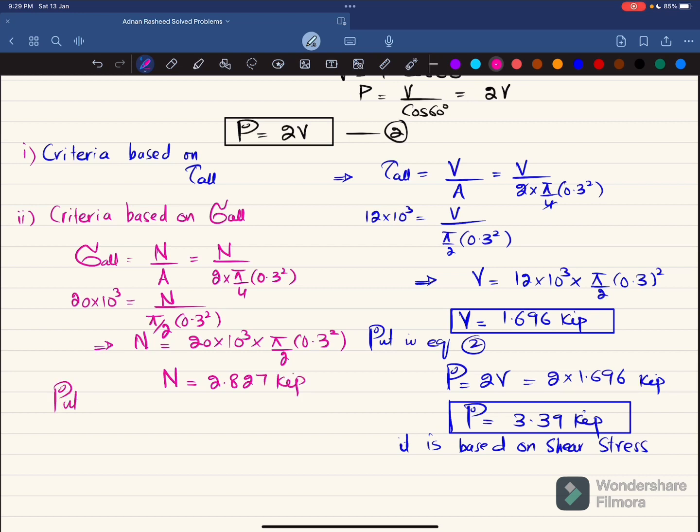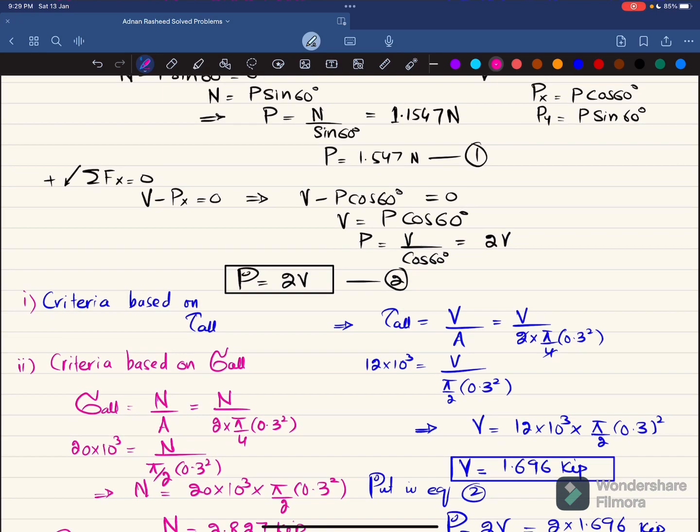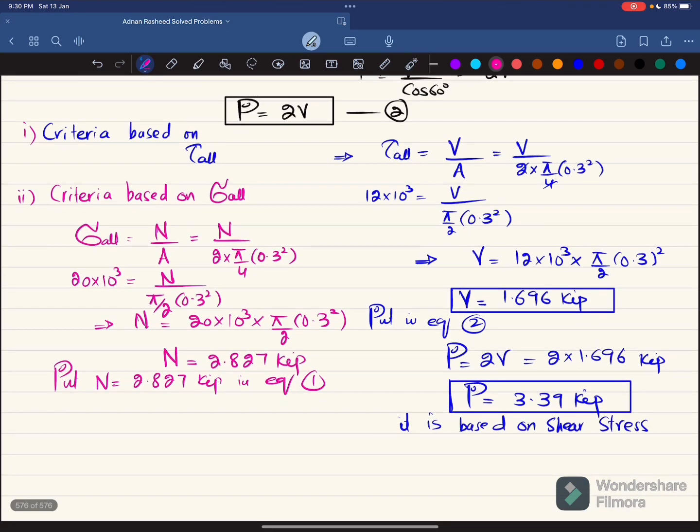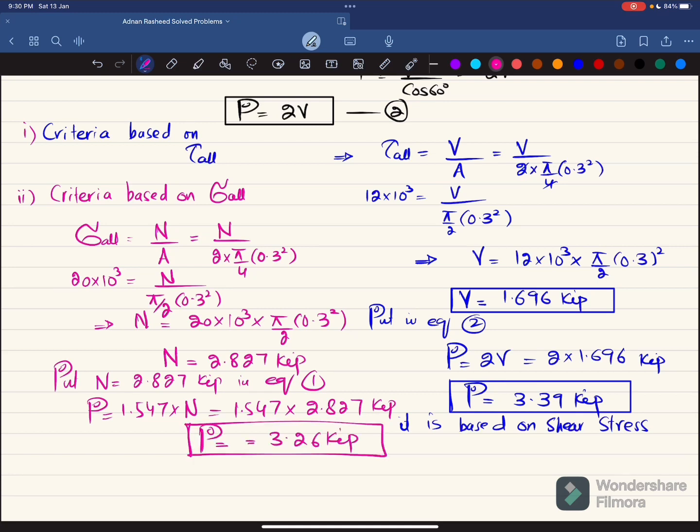So put N equal to 2.827 kip in equation number 1. And what is equation number 1? P is 1.547 times N. So P is equal to 1.547 multiplied by N, so 1.547 multiplied by 2.827 kips. You will get P equal to 3.26 kip. And this P is based on normal stress.